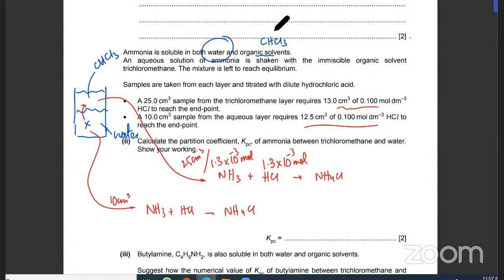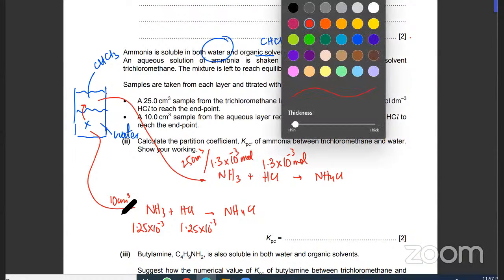So this one we've got, where were we? It's 1.25 into 10 power minus 3, right? Yes. So the ammonia is going to be the same moles, right? Basically what has happened is you're now able to figure out by titration that 25 cm³ of this sample has these many moles of ammonia, and 10 cm³ of the aqueous layer has this many moles of ammonia.